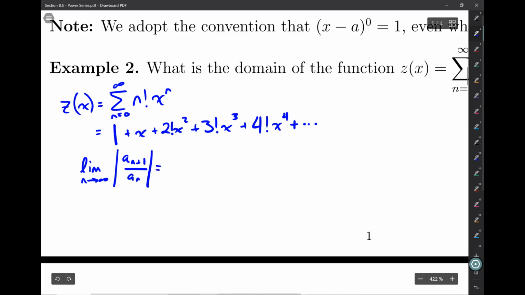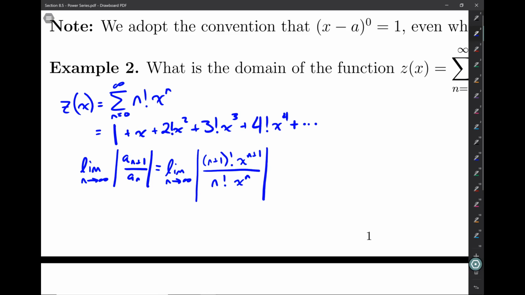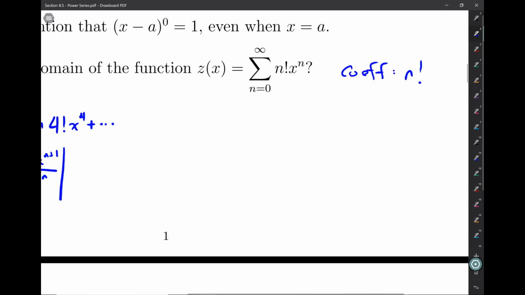Well, in this case, a sub n plus 1 will be taking our summand n factorial times x to the power of n and replacing the n's with n plus 1. So we'll have n plus 1 factorial times x to the power of n plus 1. In the denominator, we just have n factorial times x to the power of n. Now, we've seen this factorial business happen before with the ratio test, but let's just remind ourselves how n plus 1 factorial over n factorial actually works.